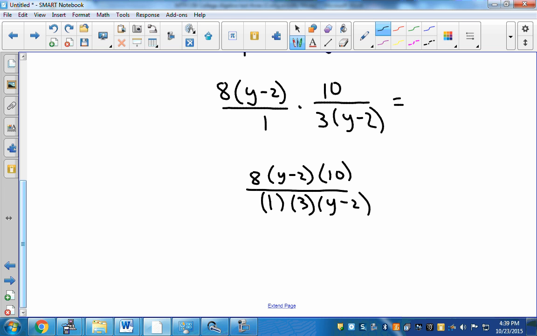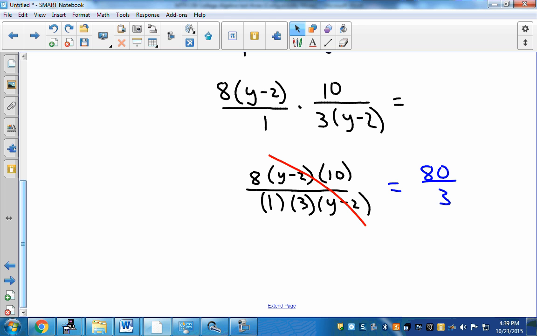And so we cancel as we can. The y minus 2's go out. 3 does not go into 80. So our final answer for this problem would be 80 on top, 8 times 10, and on the bottom, 1 times 3 is 3. Finished. Okay? Not terribly bad. The factoring was particularly easy. Okay, so expect 5 problems out of section 7.1.